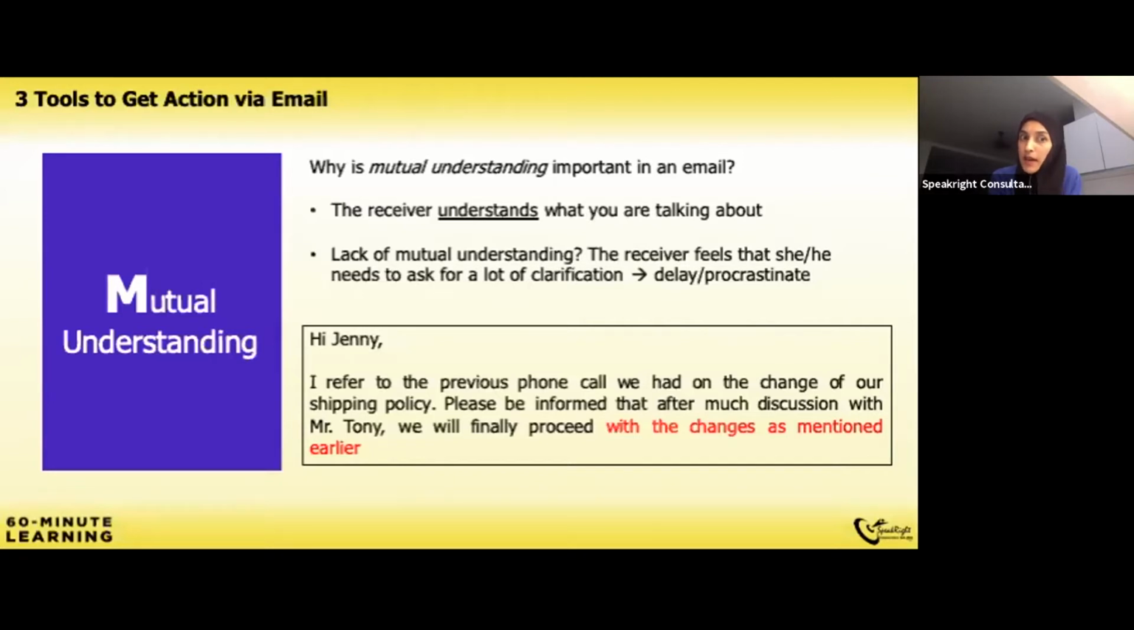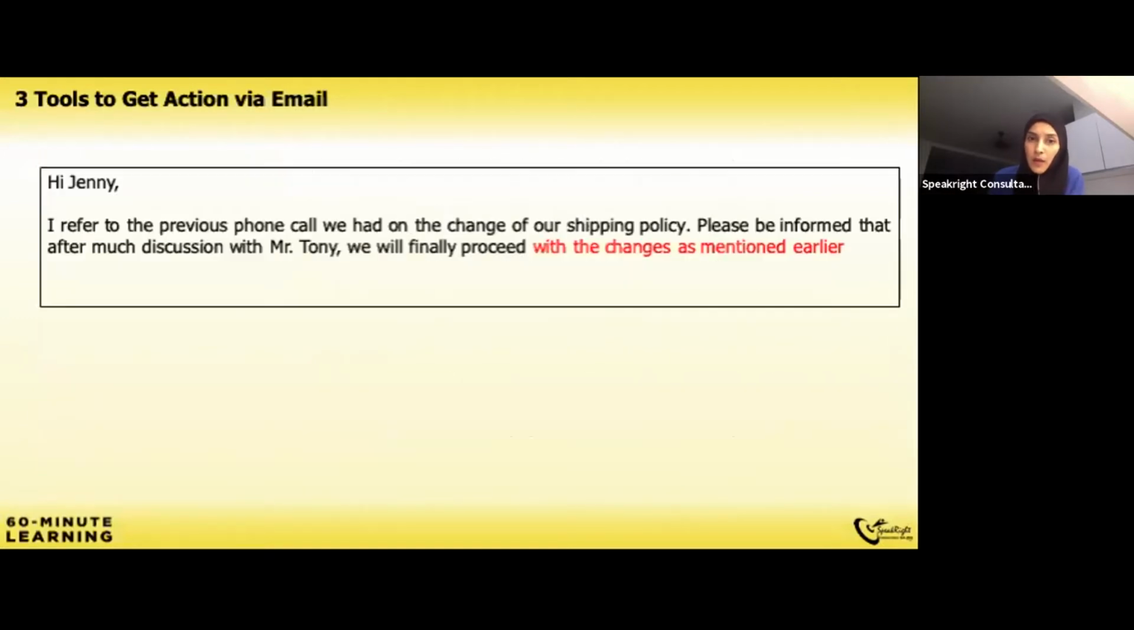There might be some lack in mutual understanding because Elizabeth assumes that Jenny remembers it, but we should never assume that. So what can we do to overcome this situation? How can we establish mutual understanding first? Now, look at this. This is the excerpt of the email that I showed earlier. There's nothing wrong in sending this kind of email.